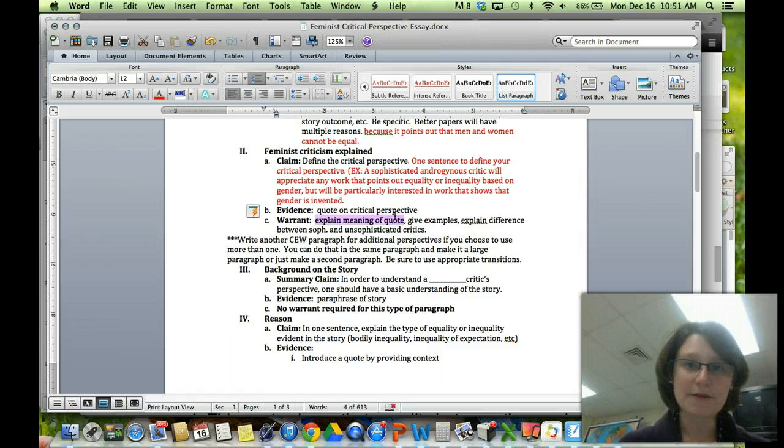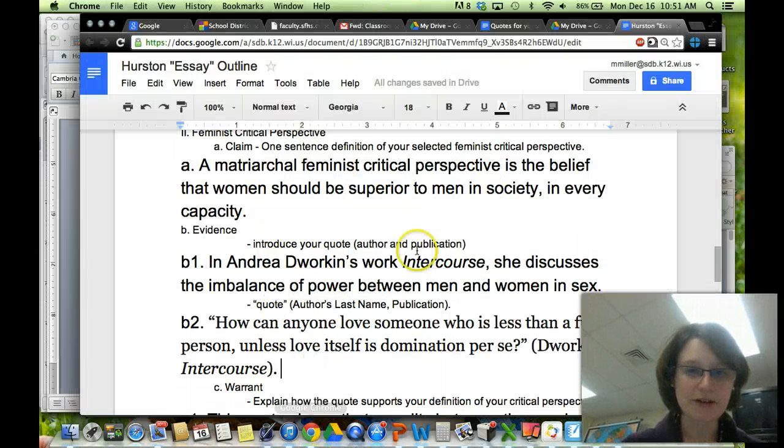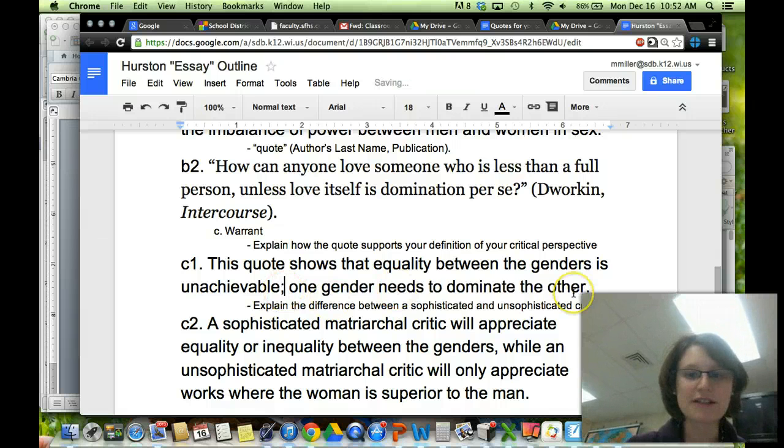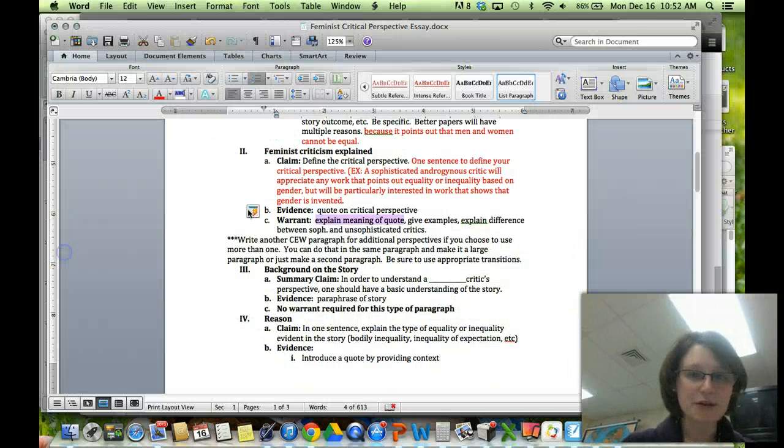This quote points out, for example, let me go back to our example from before. We said, this quote shows that equality between the genders is unachievable. One gender needs to dominate the other. Ooh, that's a comma splice. Okay, one gender needs to dominate the other. Okay, you know what I'm saying? So you're going to go through and answer each of these questions as they pertain to your quote.